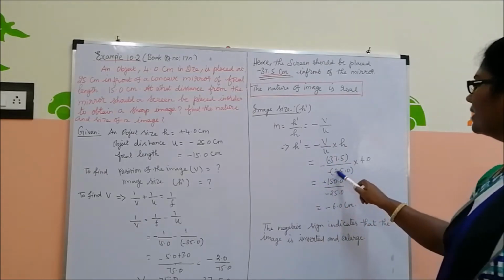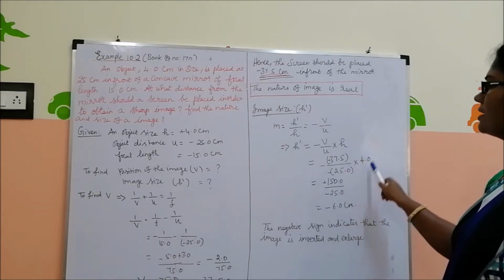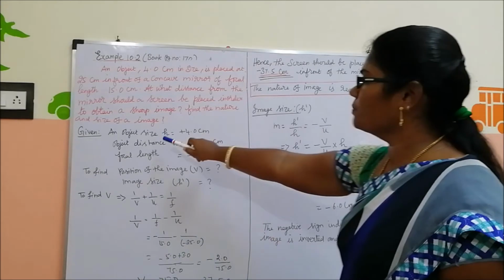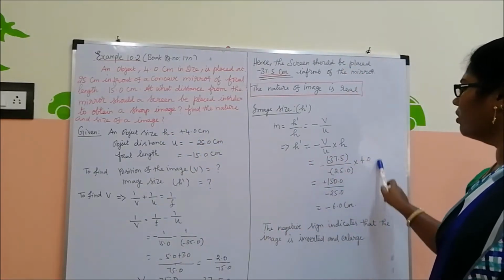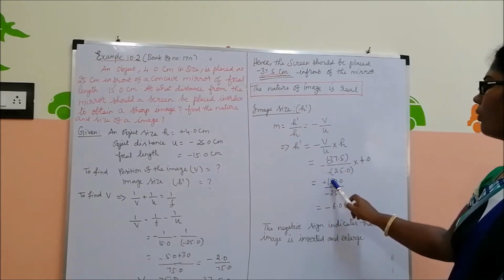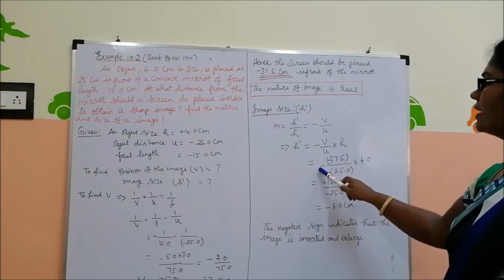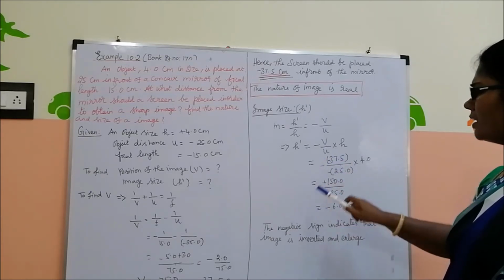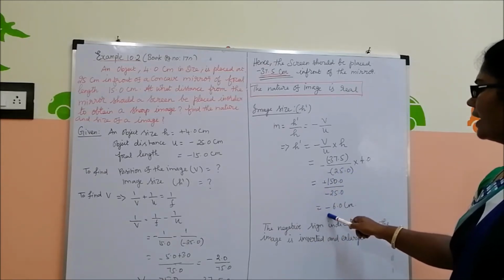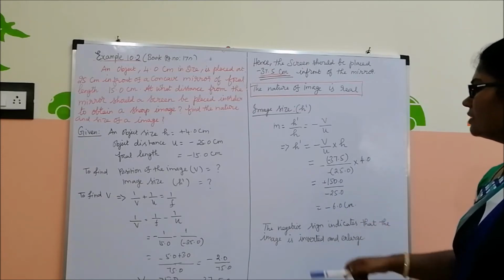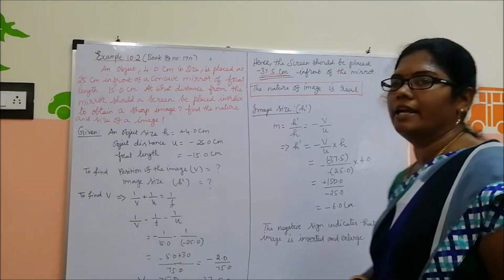We know the value of v, minus of minus 37.5 divided by minus 25 into 4, because the value of h is 4, that is h is the object size. We have this value as 4 centimeter. So by applying all these values, we will have 150 divided by minus 25. This minus and this minus getting positive, and here is another minus, so minus 25. So we get minus 6 centimeter. So the negative sign indicates that the image is inverted and enlarged.